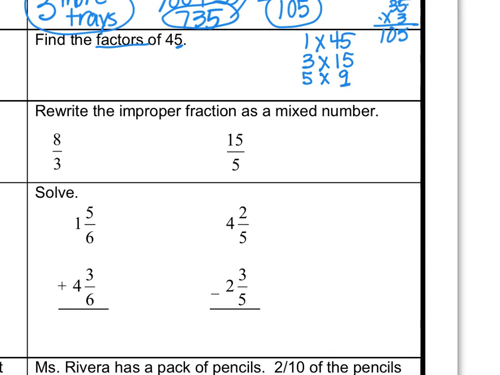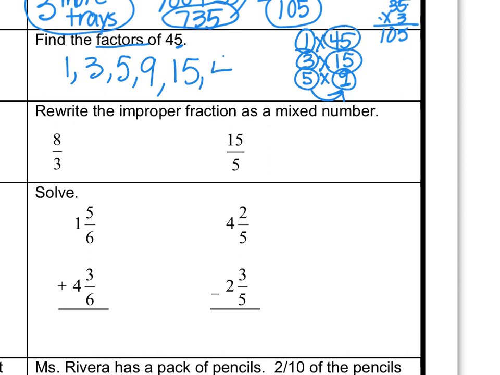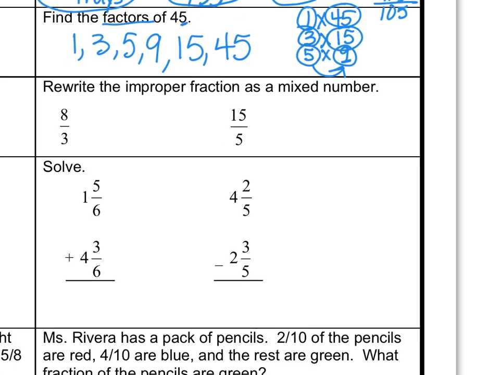Now what we do, we list these in order from least to greatest. So we're going to make our list. 1, 3, 5, then around to here, because we're keeping them in order. 9, 15, and finally 45. We just listed the factors of 45.